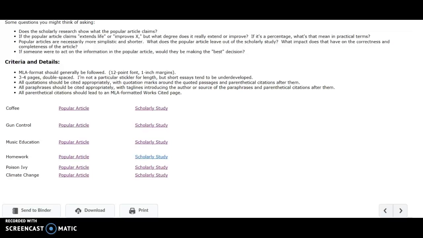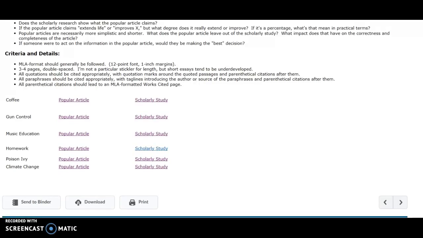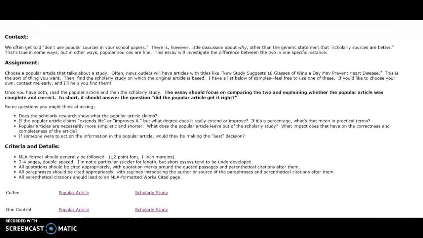As always, there's some criteria and details there: MLA format, 3 to 4 pages, okay? If you guys have any questions about the essay, as always, don't hesitate to let me know.